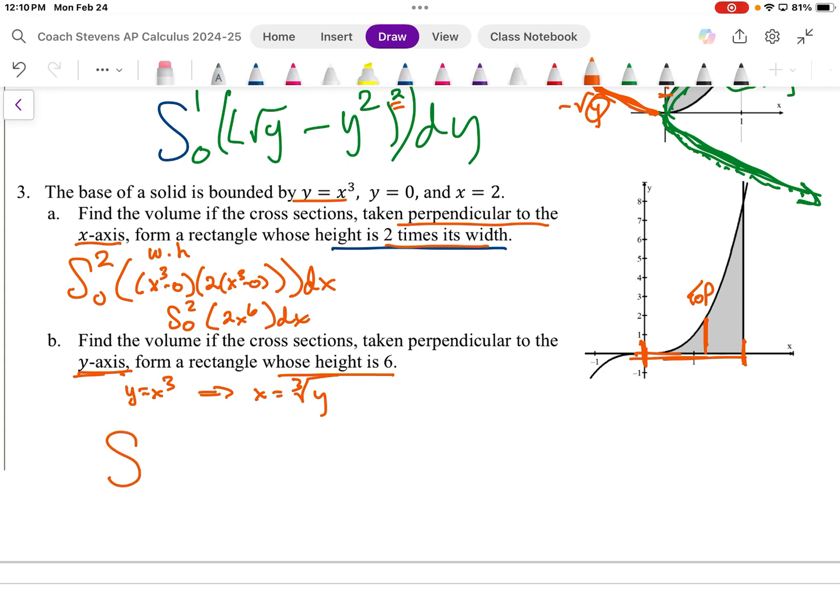And so I have the integral from 0, and that looks like they're touching at 8. Now, how could I find what that 8 is if I didn't see that it had a graph? We would set the cube root of y equal to 2.